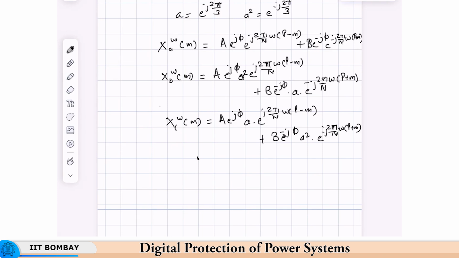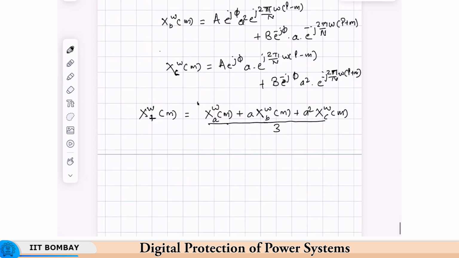Now we'll take the positive sequence X. Okay, so I will not write it as 1 because we already have for the first fundamental frequency, so we'll write it as X positive W of M is given by XA of M plus A XB W of M plus A square XC W of M, divided by 3. Sorry, I made an error in the notation.